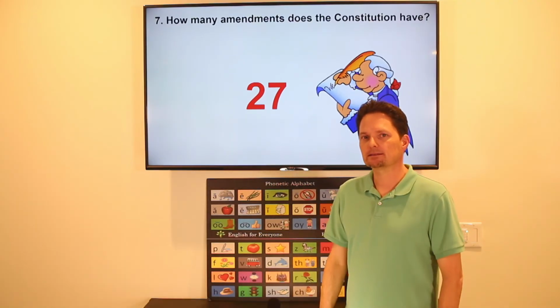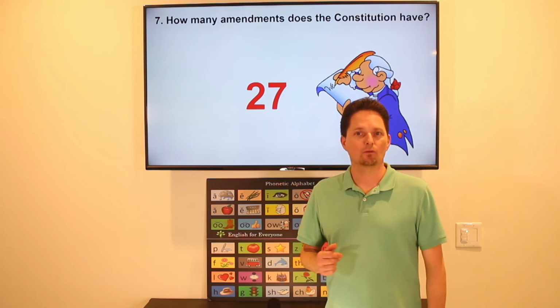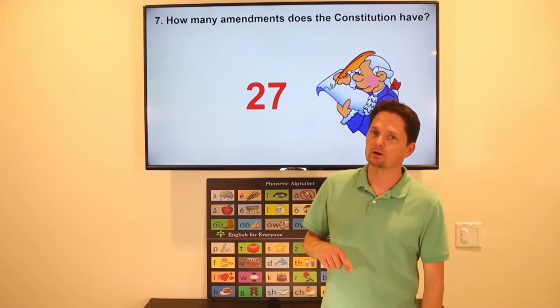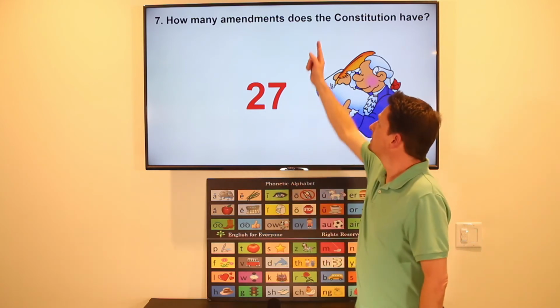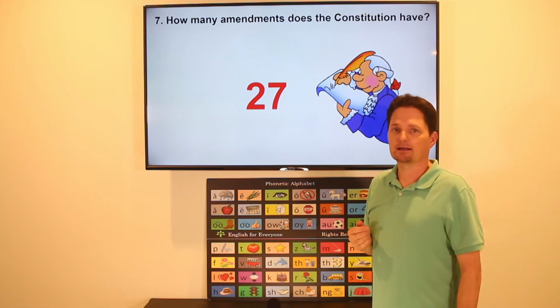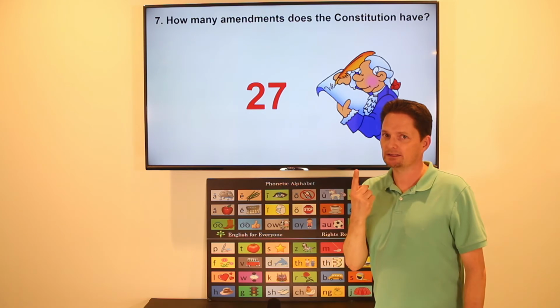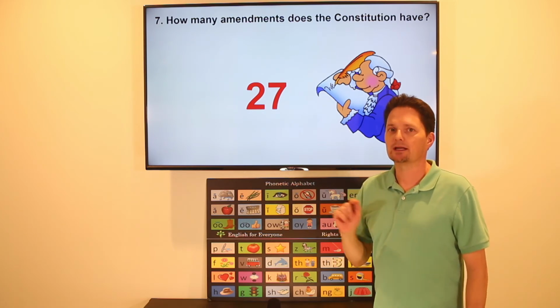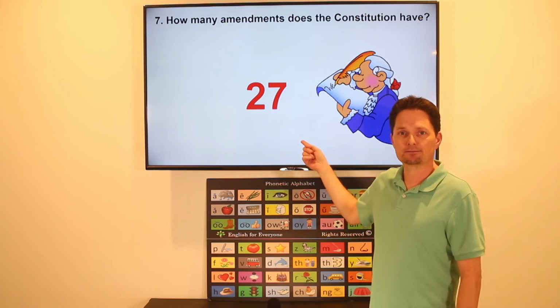Question number 7. How many amendments does the Constitution have? The Constitution has 27 amendments or changes. So remember, when they make the question, does the Constitution have? You cannot say the Constitution have. You change the action because it's one, singular. The Constitution has 27 amendments or changes.